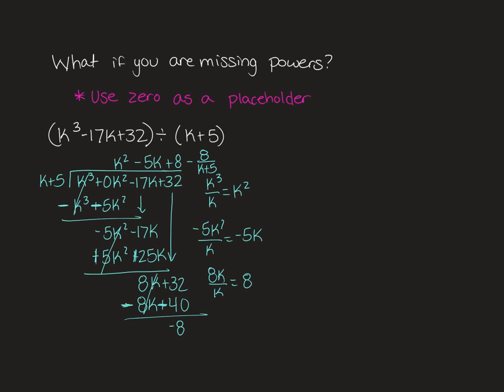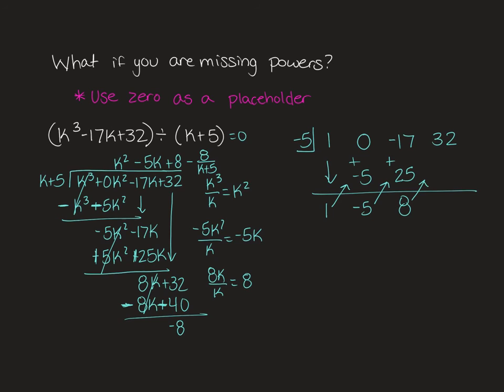Let's see if we get the same answer using synthetic. And remember, we need a placeholder. So k plus 5 equals 0. I'm going to plug in a negative 5 here. I would have 1, 0, that's your missing value, negative 17, and then 32. I drop down the 1, multiply by negative 5, and then add. Multiply by negative 5, and then add. Multiply by negative 5, and then add. And that would be a negative 8.